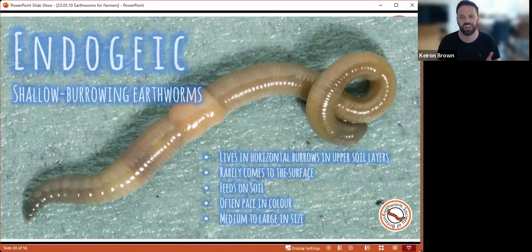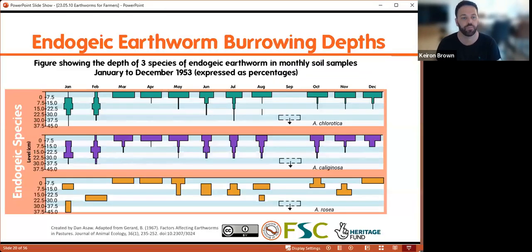Size, they can be pretty much any size. You can get them quite small, and some of the biggest ones can give even the big anecics a bit of a run for their money. They can be quite large. How deep do endogeic earthworms go? Again, what you'll see here is that it varies. It's from the same experiment, again looking at 3 species, but we can see that they're more commonly found in those top 7.5 centimeters of the soil. So they're really out there.